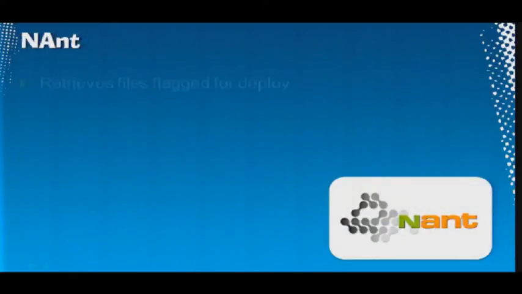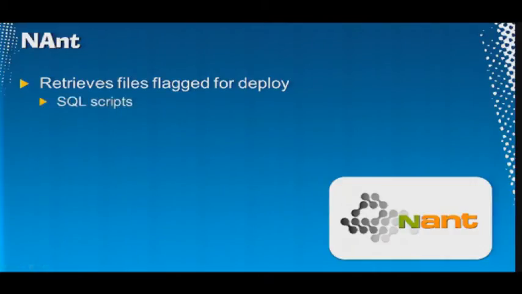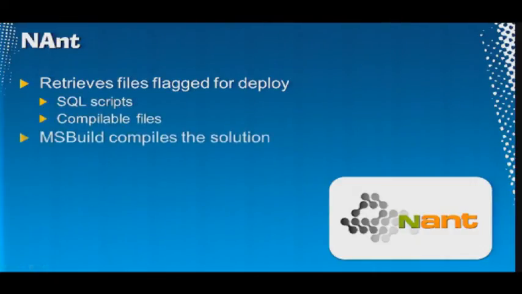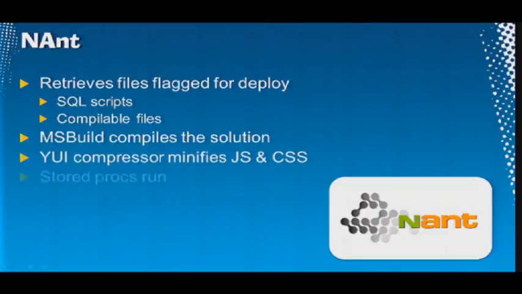We've got Nant there running, which is all of our scripting that we do on the code. Gets all the files that we need to deploy, runs a SQL, compiles them using MS Build. We've got the UE compressor, which compresses our JavaScript and CSS. Again, if we didn't do this, we'd be pushing out gigs and gigs of data we didn't need to. Our stored procs run on the environment, and we make sure that the database is up to speed.